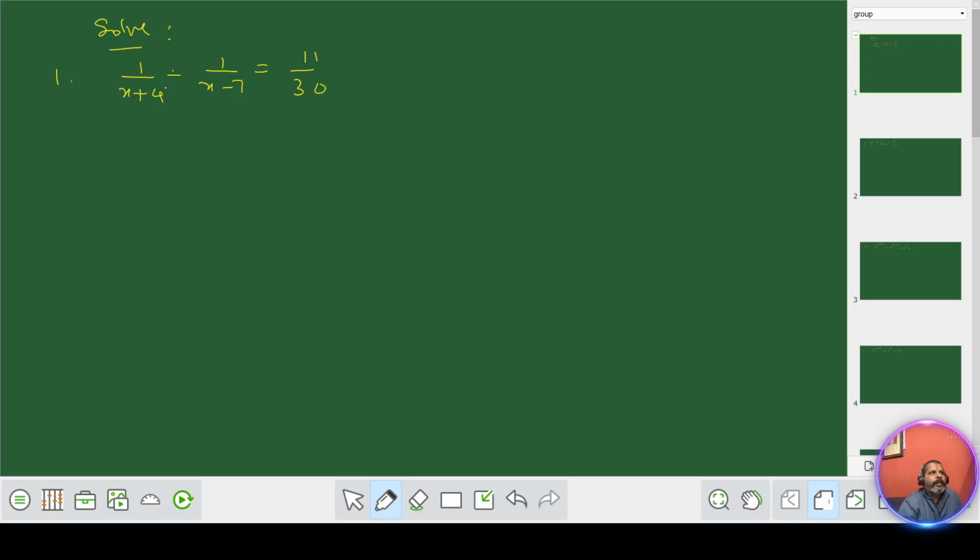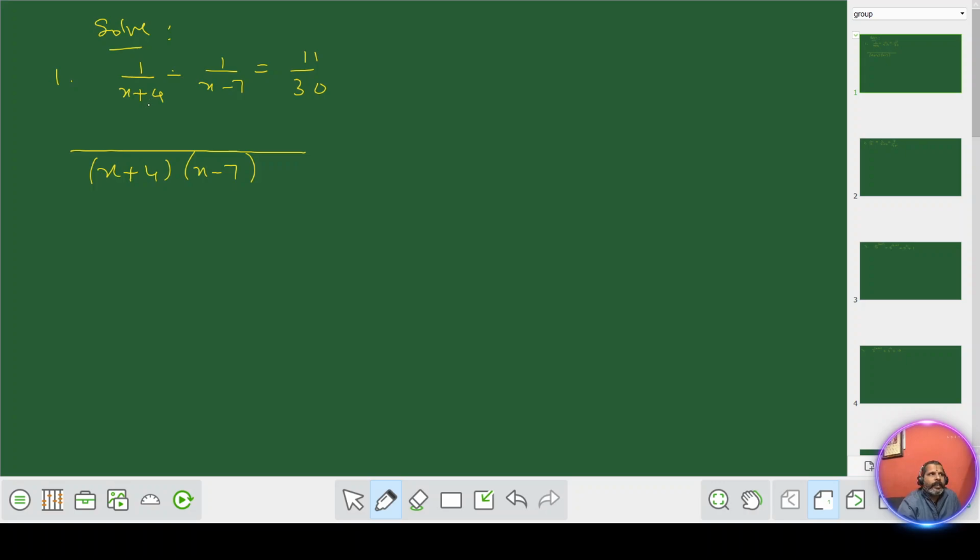See, 1 by x plus 4 minus 1 by x minus 7 is equal to 11 by 30. How do we solve this? By looking at this, we have to take the LCM and do a lot of manipulations. Algebraic knowledge is much required here. So what is the LCM here? x plus 4 and x minus 7 are both in the LCM.